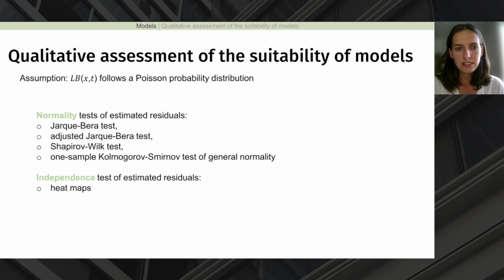For testing the independence of residuals, we used heat maps, which display the values of the matrix of estimated residuals. We expected that the heat map would exhibit a random pattern similar to white noise. No cluster or regular pattern should be visible. And if clusters or regular patterns are evident on the heat map, the hypothesis of independence should be rejected.